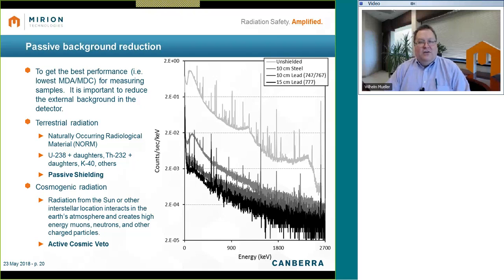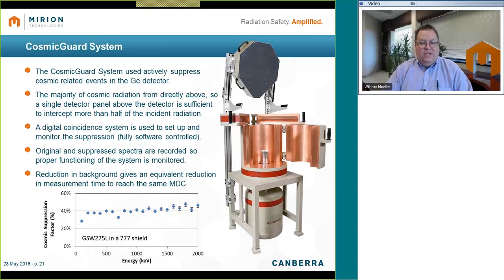There are ways, though, that we can reduce that through active shielding, through an active cosmic veto. We have another product called the Cosmic Guard System, which is quite compatible with the Sage-Well detector and allows one to further enhance their minimum detectable activities by further reducing the background due to cosmic radiation interaction.